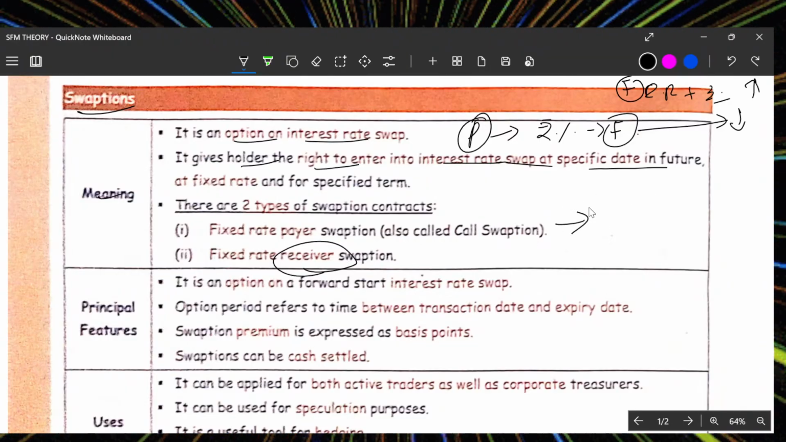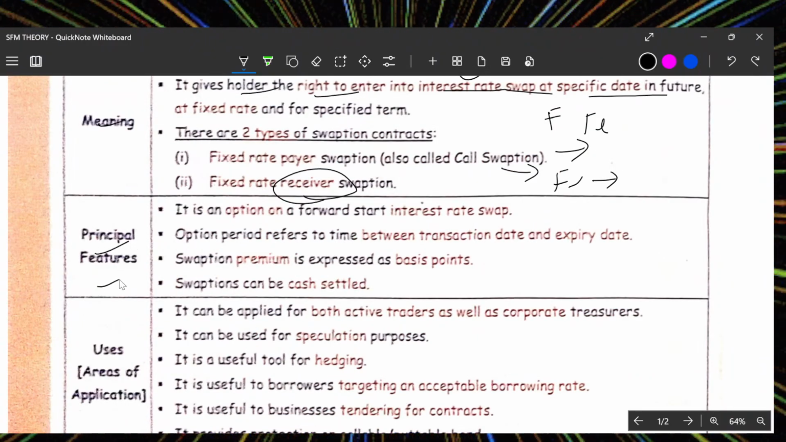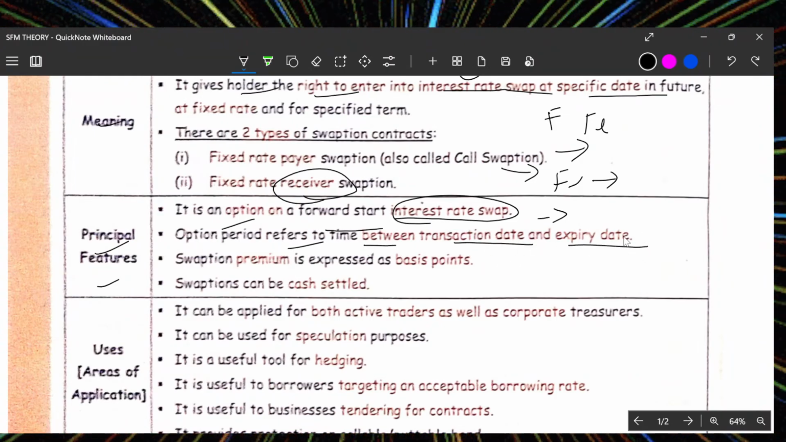Payer swaption is where I am ready to pay fixed or floating. Receiver is where I want to receive. I need a fixed interest all the time, or floating based on the market price. The principal feature is that it's an option for a forward starting interest rate swap. So first you have an option. The option period refers to the time between the transaction date and the expiry date.